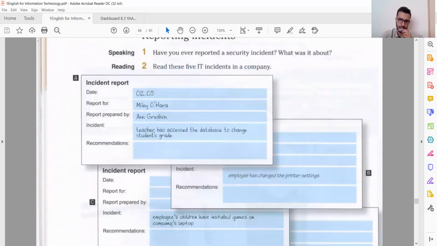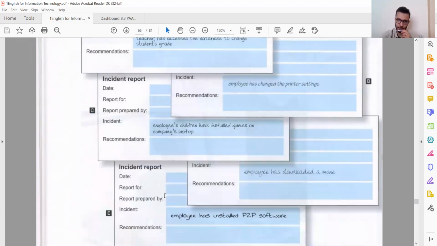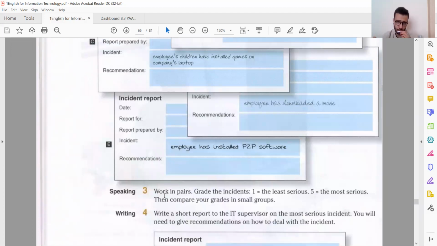Please rate them. 1, 2, 3, 4, 5. From 1 to 5, which is the worst one, which is the best one? Not the best, but the least worst. Okay. The least serious is 1. The worst one, the most serious is 5.